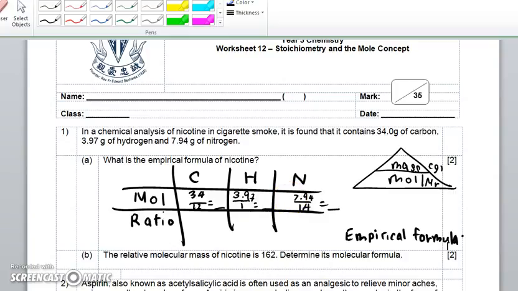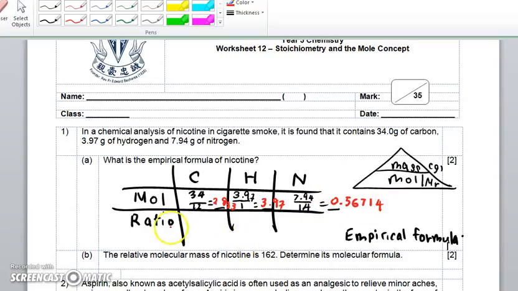We find the mole of carbon: 34 over 12. Using our calculator, we have approximately 2.833. We try to leave at least 4 to 5 decimal places. This one is definitely 3.97. And we have 7.94 divided by 14, which is 0.56714. We can keep 3 or 4 significant figures for intermediate answers.